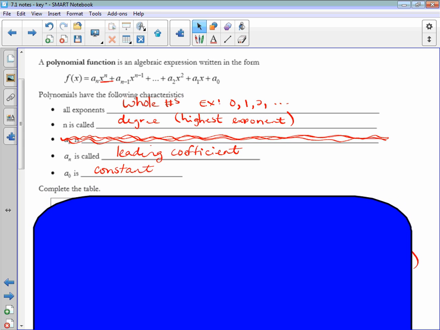So guys, go ahead and try to complete the table for me. For each of those polynomials, tell me the degree, the leading coefficient, and the constant.